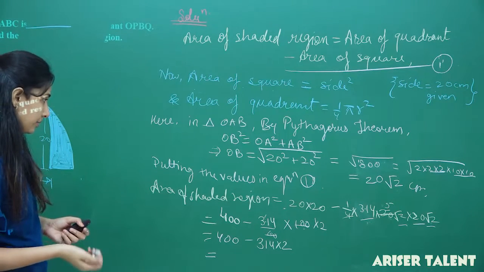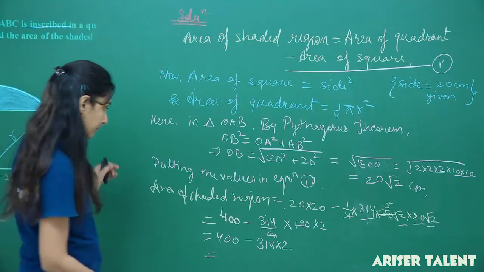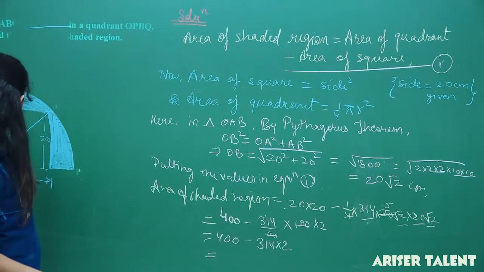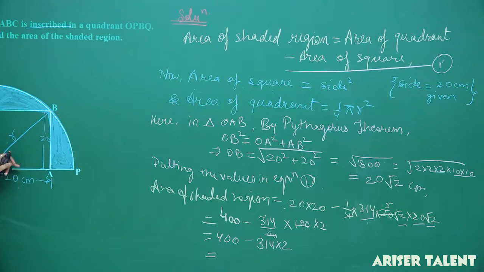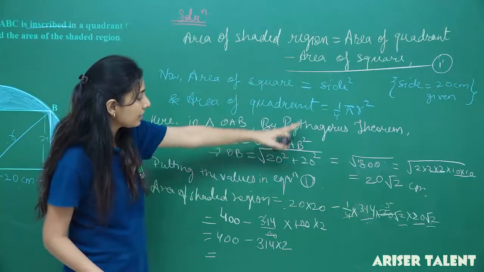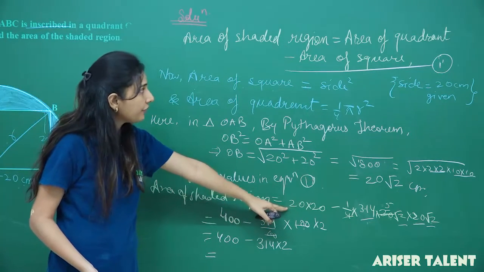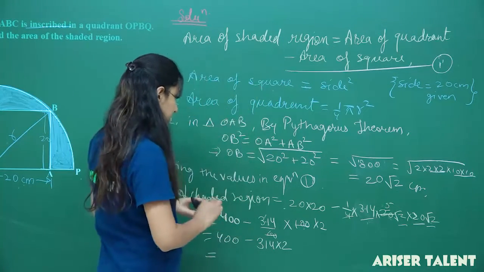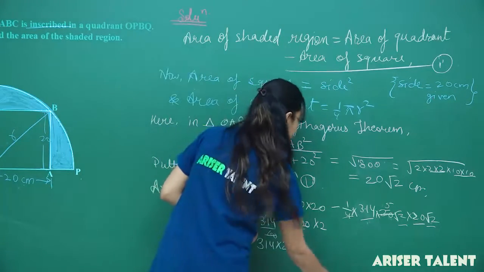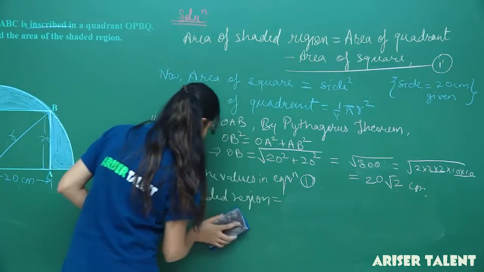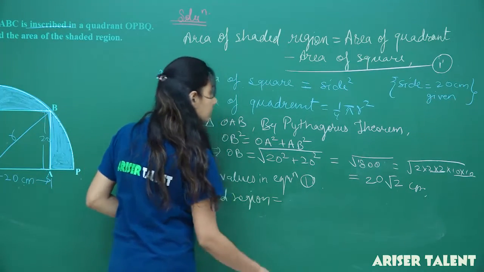What will it become, students? It will become something more. So I have done something wrong here. Area of quadrant. Okay, so we have just done one thing. We have written this area of square in the first place and then minus this. Okay, so I can just reverse this. This will be here and this will be here, because the area cannot be minus obviously.